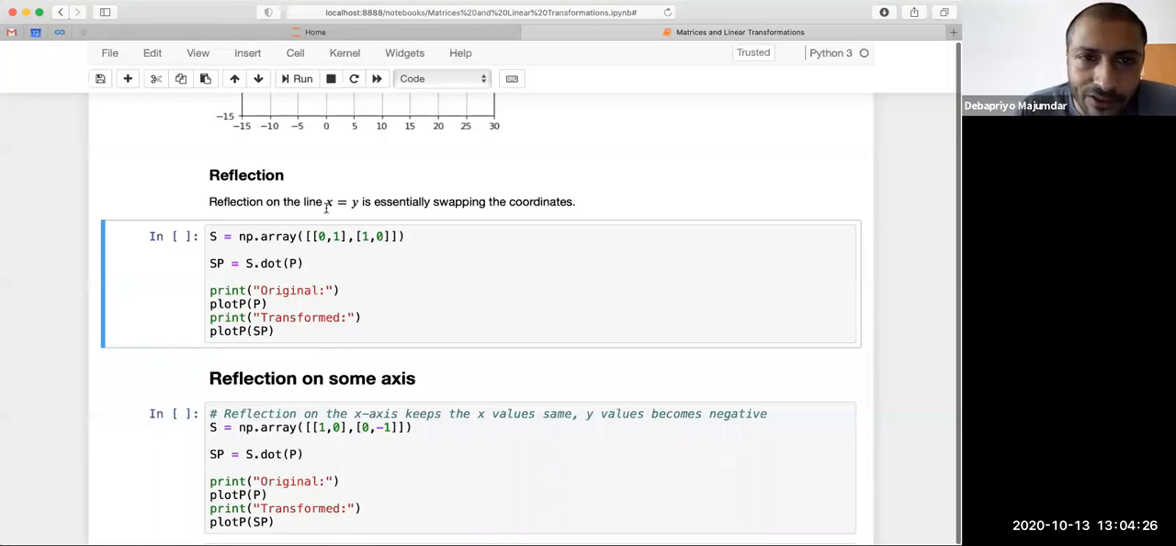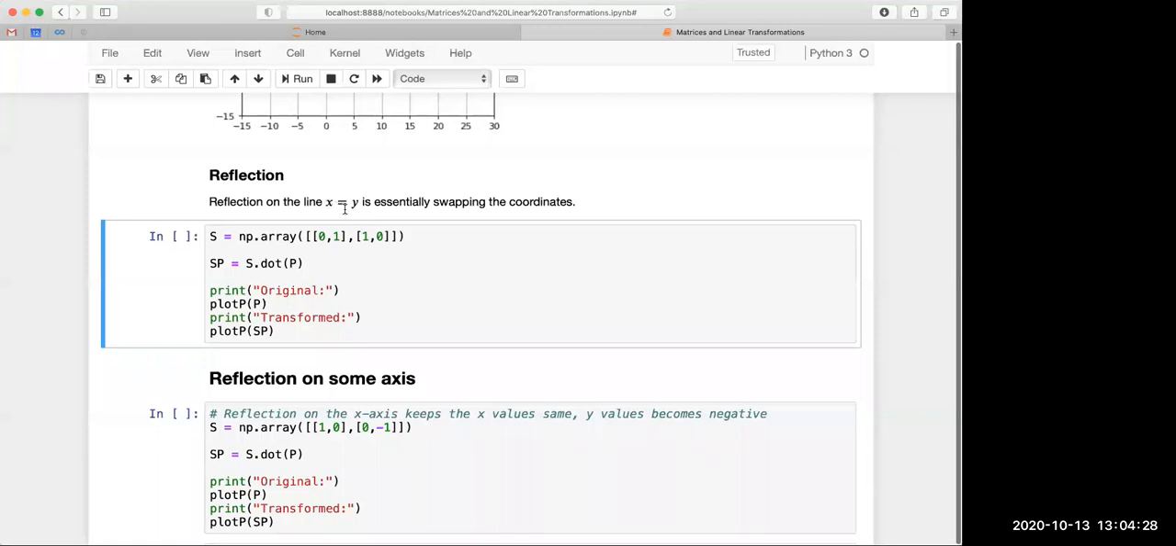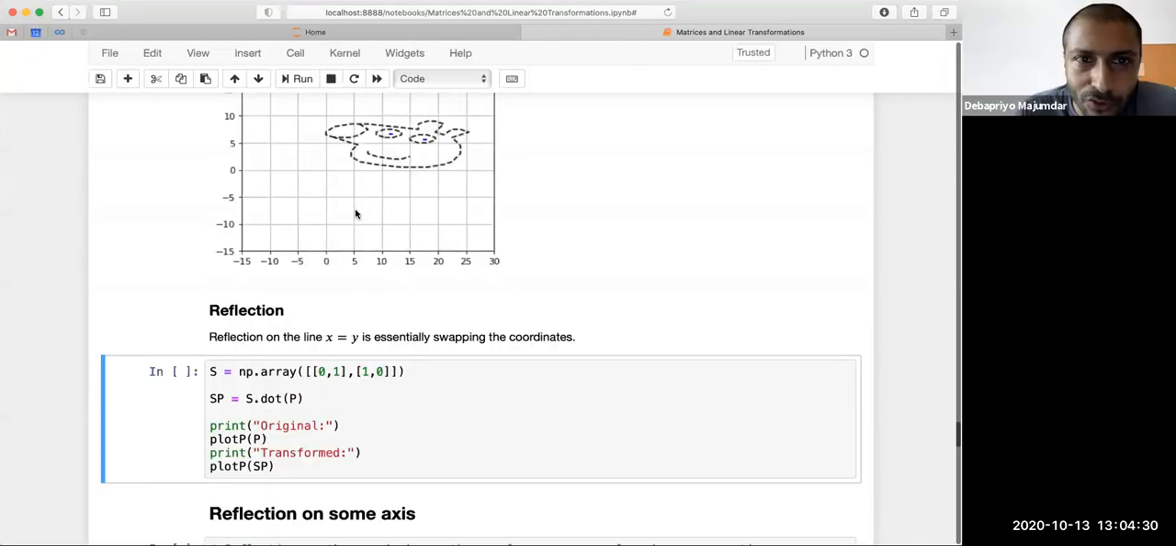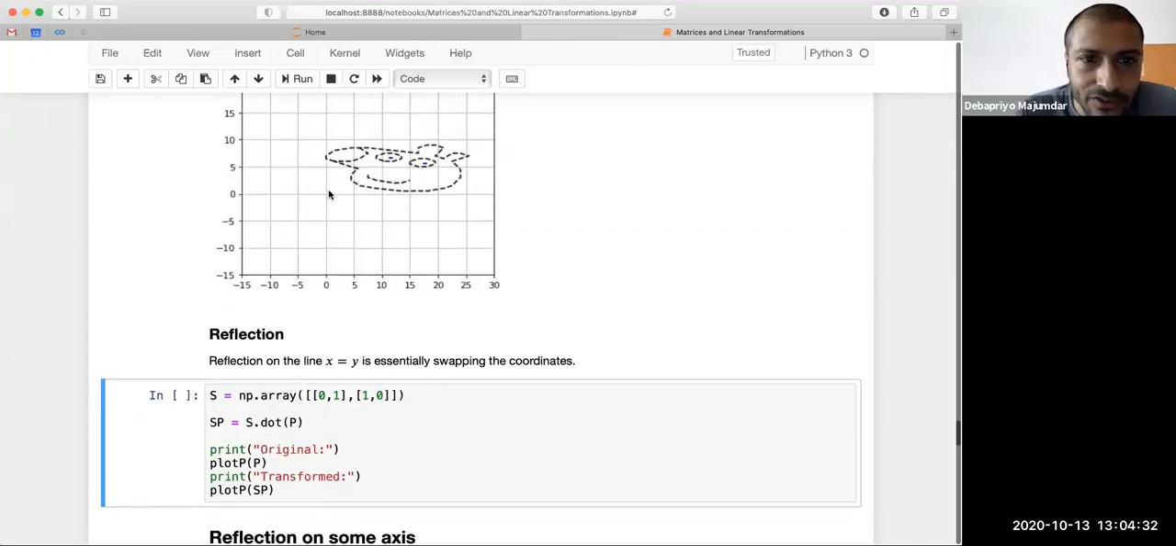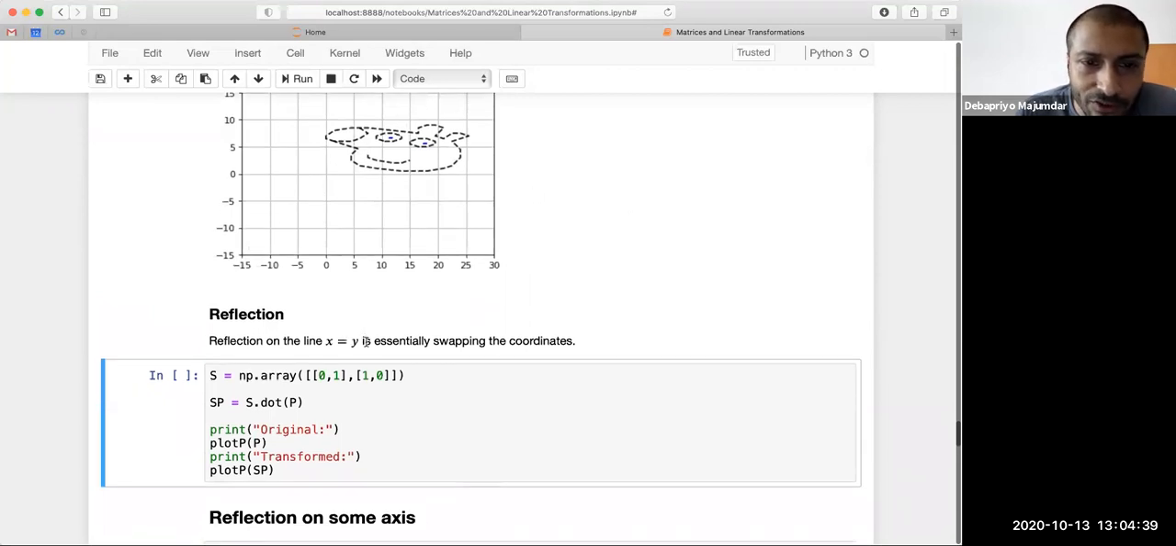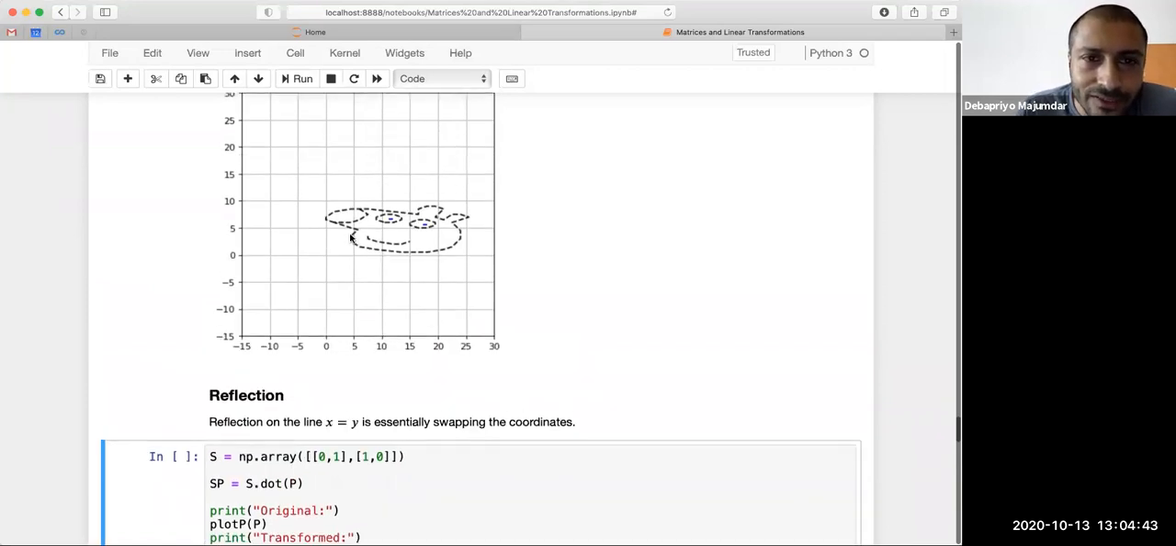Now reflection on the line x equal to y. What is the x equal to y line? If you start with 0 0, it is this line, right? So it's that x equal to y line. Reflection on the line x equal to y is essentially swapping the coordinates. What that means is that the x-axis, if you reflect, will become the y-axis, and the y-axis will become the x-axis.